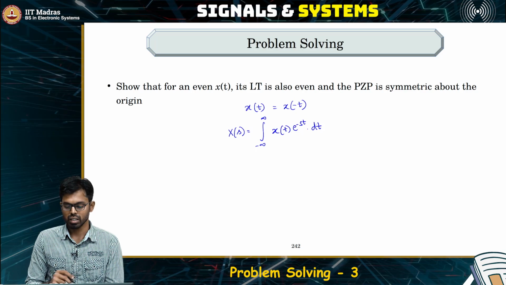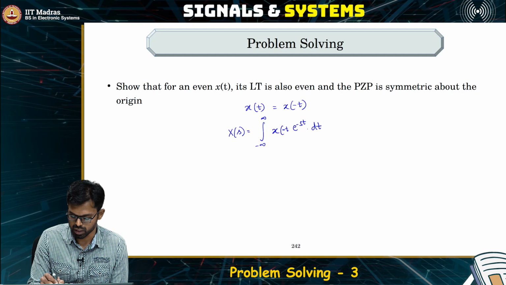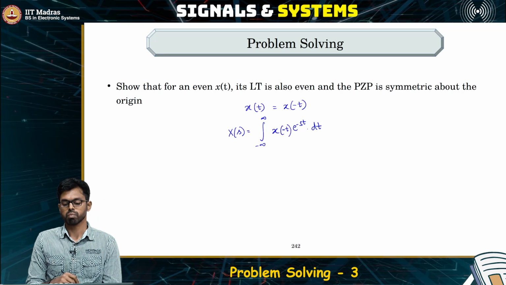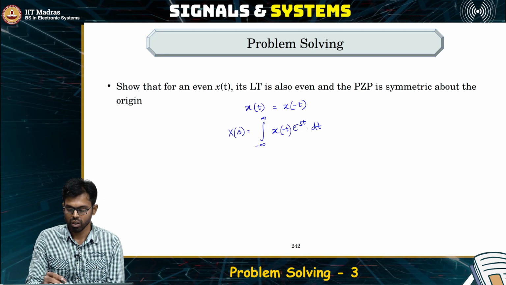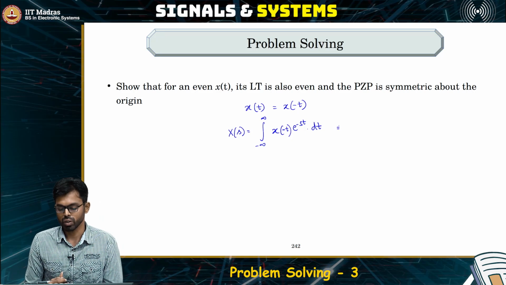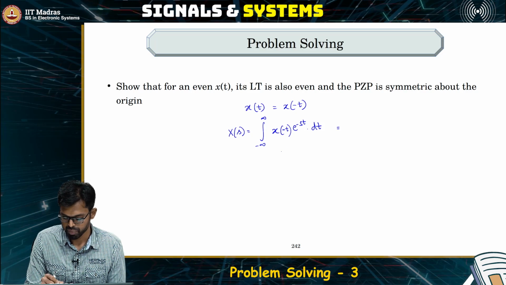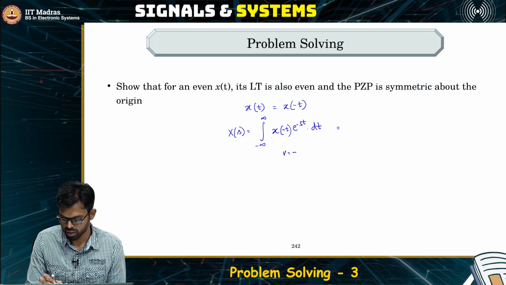Now if the signal is even, then we can simply replace t with minus t and this is still true. Because this is true, we can simplify this and try to get some property on the Laplace transform side. So let us say we replace v equals minus t.